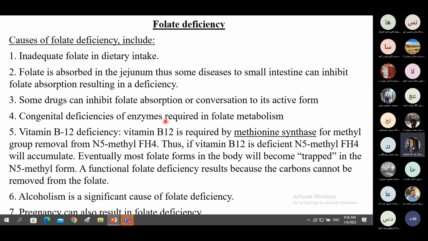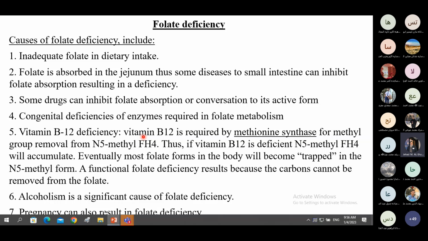Fifth, vitamin B12, and pay attention to point 5. What is the relationship between vitamin B12 and B9? See, this is vitamin B12. So the deficiency in vitamin B12 will cause a deficiency in vitamin B9 or the folate or FH4. See, so there is a relationship between vitamin B12 and vitamin B9.